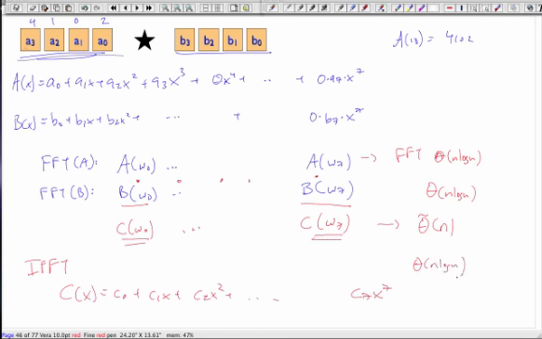The idea is that pointwise multiplication of the point form representation of a polynomial gives you the point form representation of the product. So this c of x is equal to a of x times b of x. And now, of course, c of 10 is going to be a of 10 times b of 10, which is going to be the product.